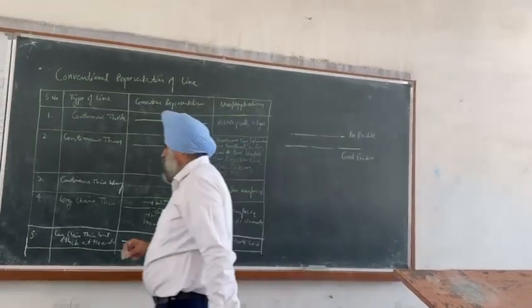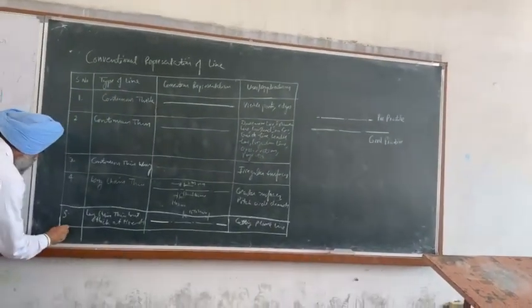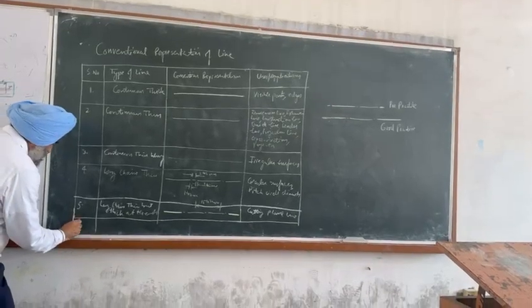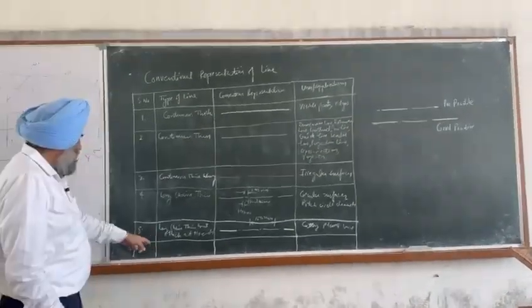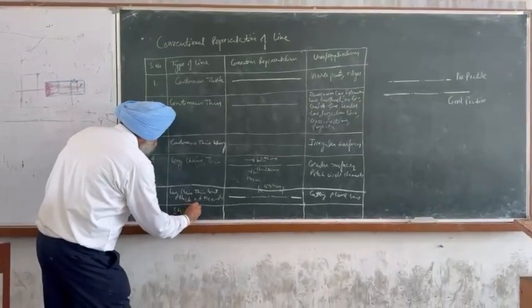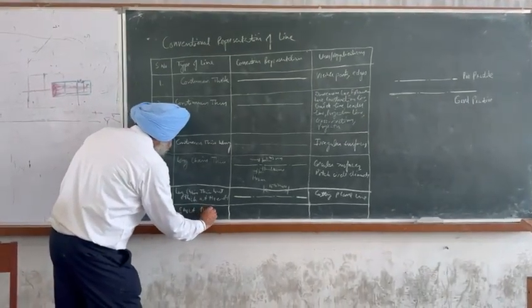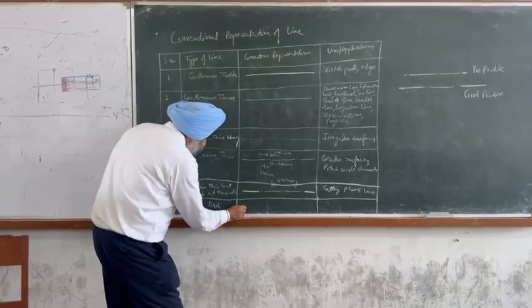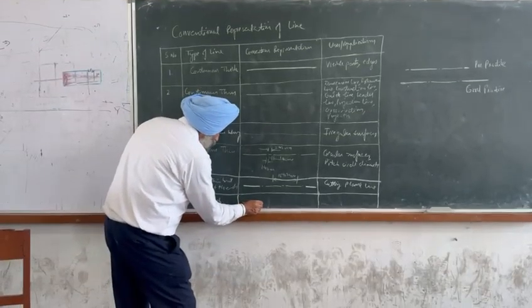Another one more important type of line which we are going to discuss, the sixth category, is short dash. Short dash, as the line indicates, this is short dash.